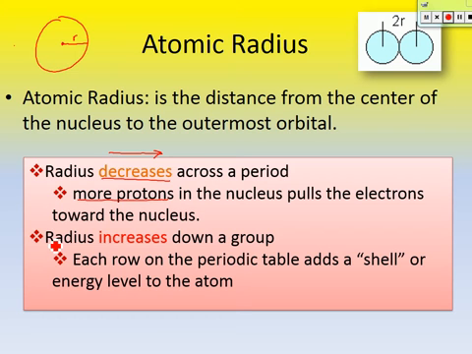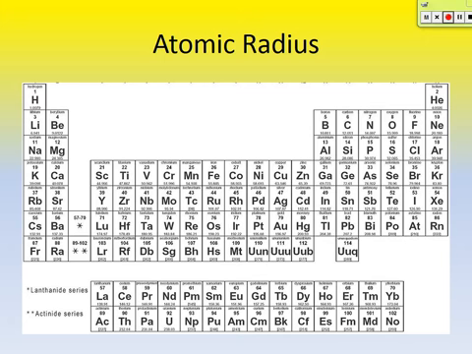Also, you're supposed to write this part down. Radius increases down a group. Okay, so as you move down on the periodic table, down this way, it increases. How come? Because you're adding another shell. You're adding an energy level. You're adding another shell of electrons. So it gets bigger. All right.